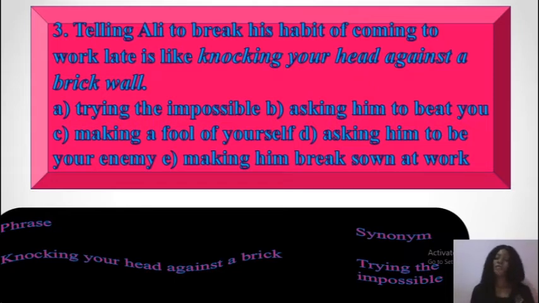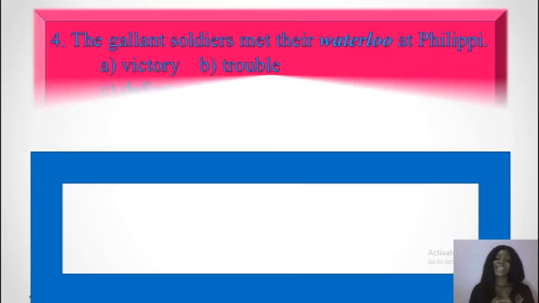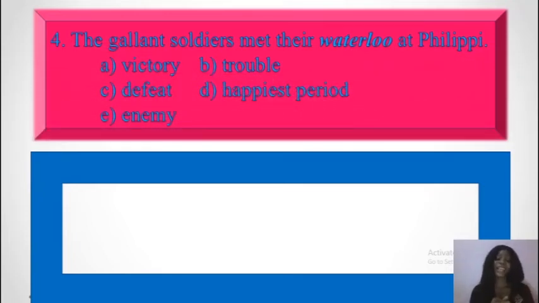Okay, let's go over to number 4 example. Number 4 example says, the gallant soldiers met their Waterloo at Philippi. Now, the italicized expression there is Waterloo. What does Waterloo mean? That is the first question that should come to your mind. Also, remember, get the meaning in context, not isolated.